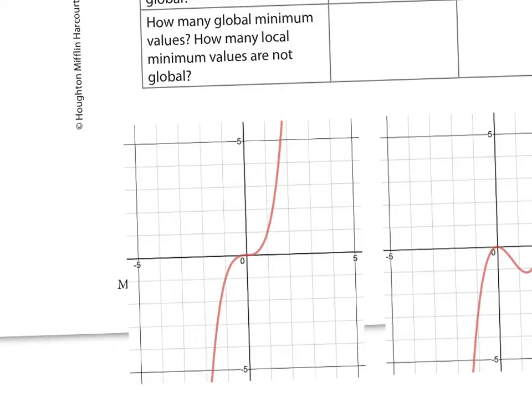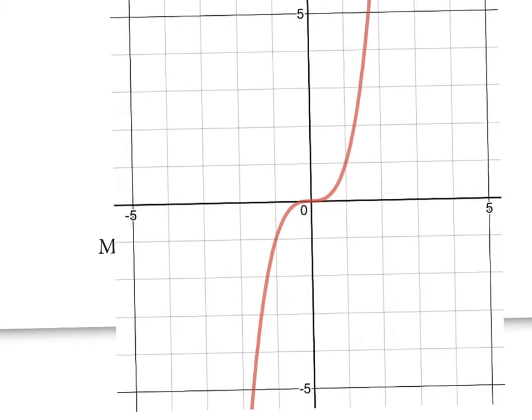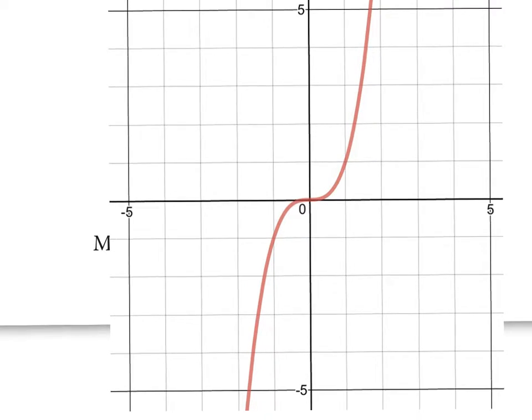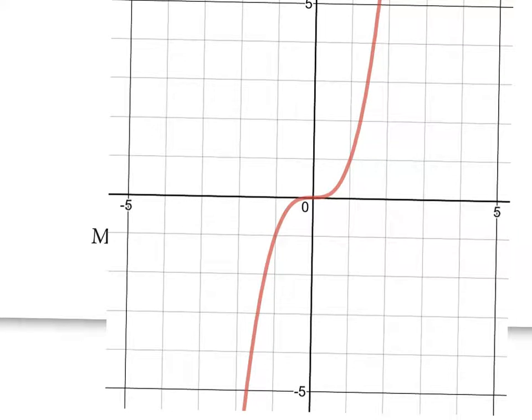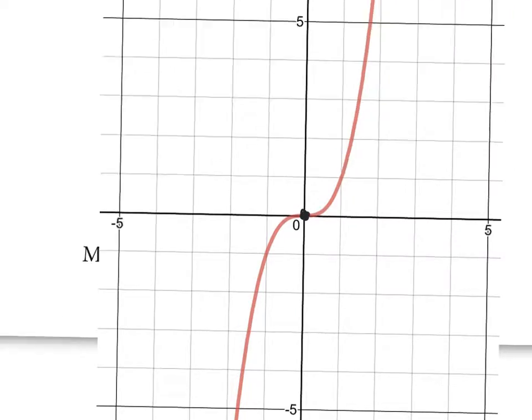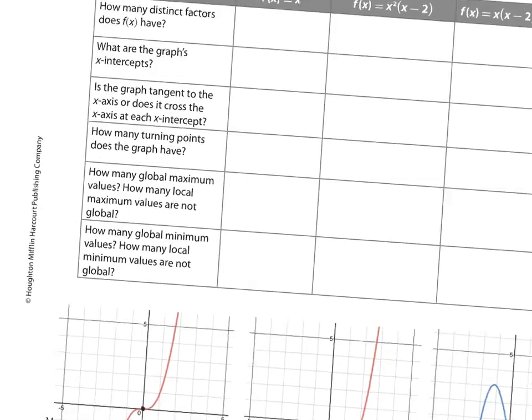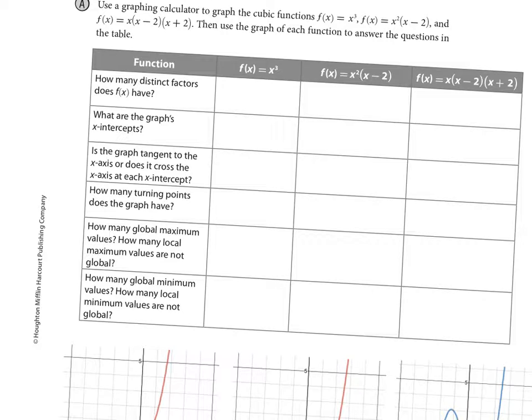So starting with x cubed, this is the graph of x cubed. I've already pulled it up for you. You can graph it on your calculator if you want to, but I already have it graphed here for you. What is the x-intercept of this function? 0. So it goes through the x-axis at 0. So I'm going to fill that in up here, that the x-intercept is at x equals 0.